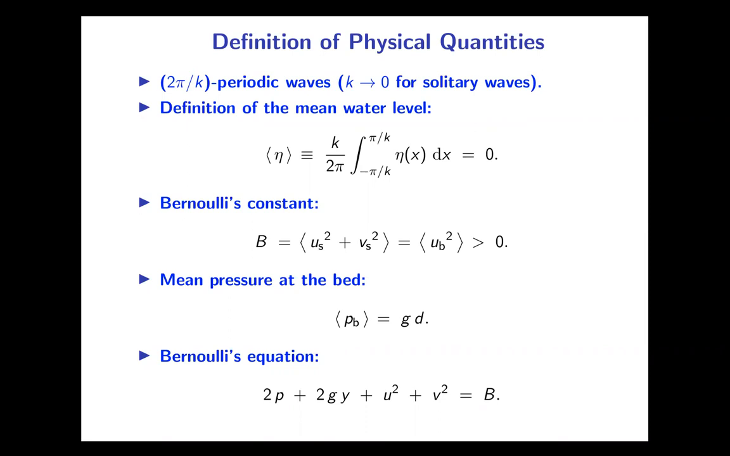this condition gives us a definition of the depth as the average pressure on the bed. So knowing the bottom pressure, by averaging it, we automatically get the mean water depth. So one unknown has been removed very easily. The other unknowns are more difficult to obtain. So, and we have the Bernoulli equation.